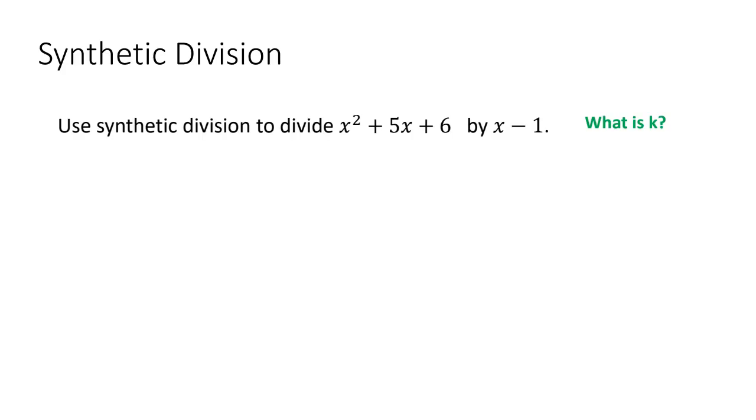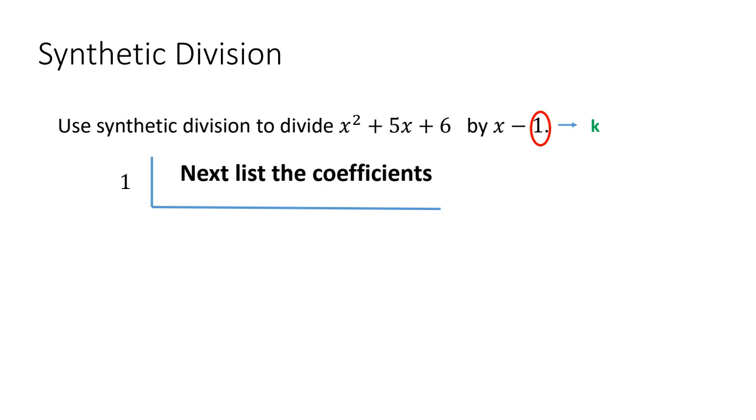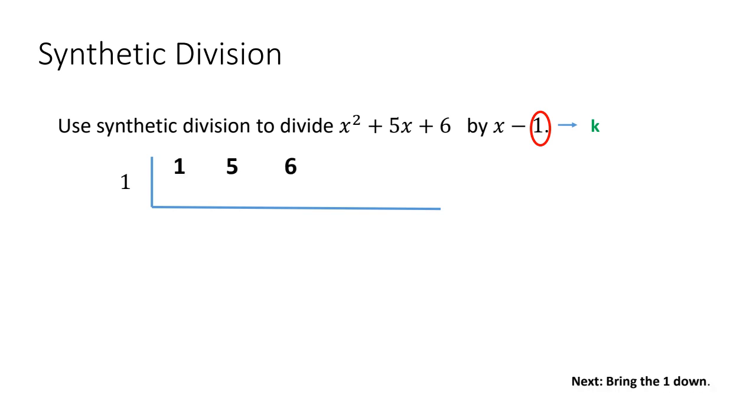Let's use synthetic division to divide x squared plus 5x plus 6 by x minus 1. We can use synthetic division because our divisor is in this format, x minus 1. So what is our value for k? If k is positive, it keeps my formula intact, so k is going to be 1. Next, I'm going to list my coefficients. Here, we don't write a 1, but we know there's a 1. The next term has a 5. Then the next term is a 6.